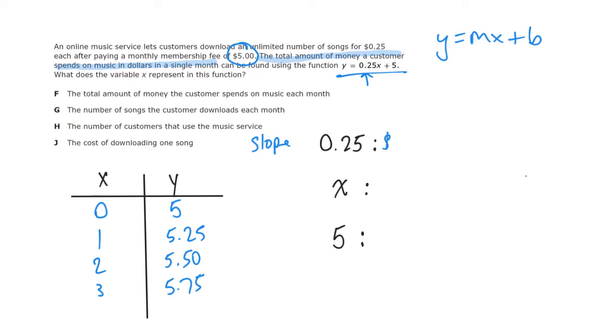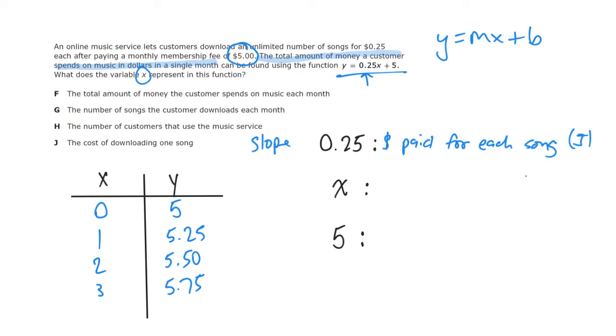So this is the money paid for, sorry for the bad spelling there, paid for each song. And so if you look at the answer choices, that is actually letter J in this particular case. And so we know that that's not the answer to our question because we're being asked to figure out what the variable x represents in this function.